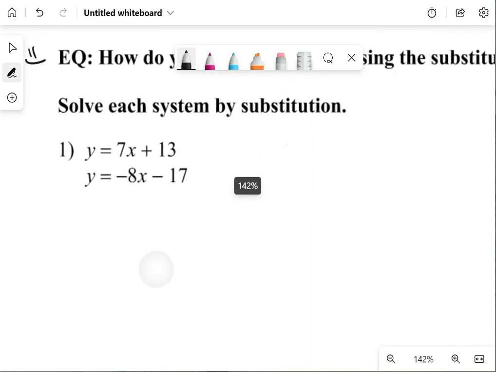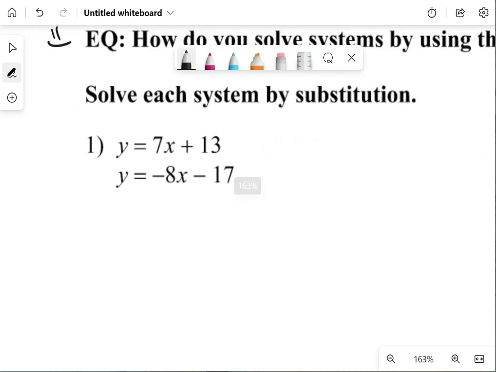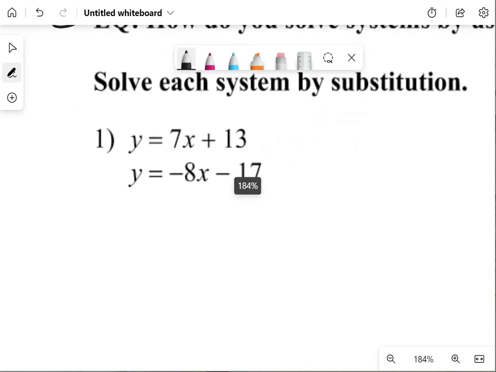So what we have here, again, are two different equations. The substitution method is pretty neat because we're going to look at these as two different equations, of course, but I'm going to use two different colors. Since we know that y is two things, 7x plus 13 and also negative 8x minus 17, what we can do is substitute this y, this 7x plus 13, into the y in the blue equation, the second equation.